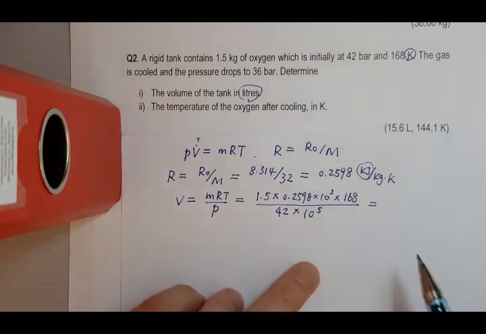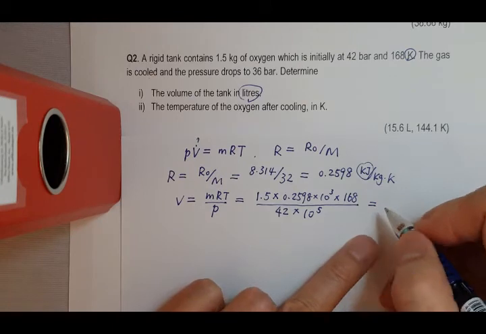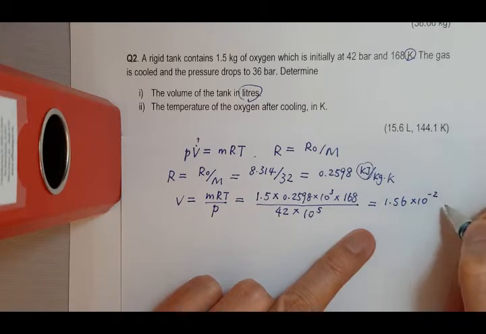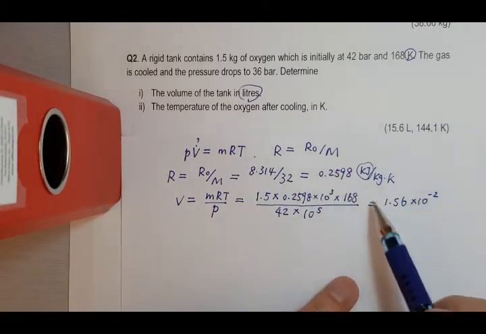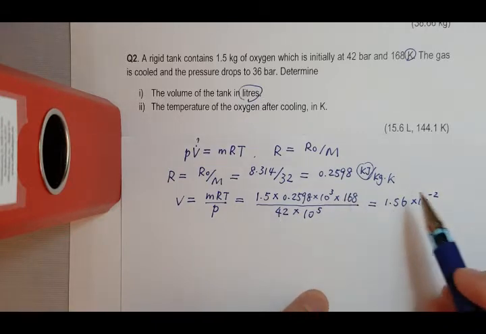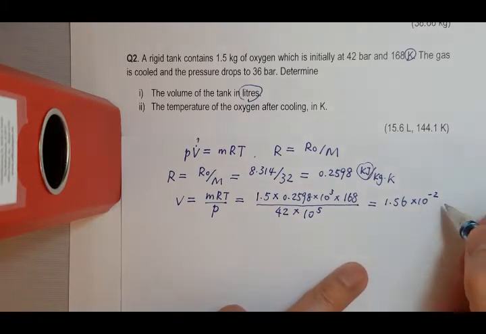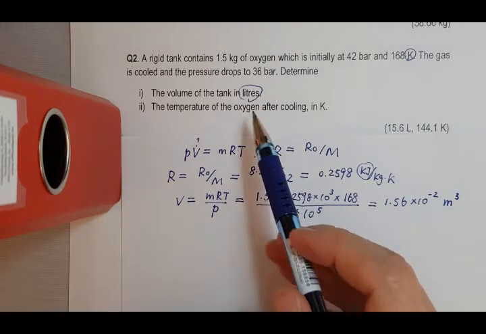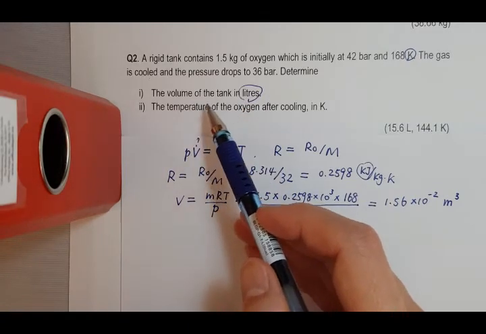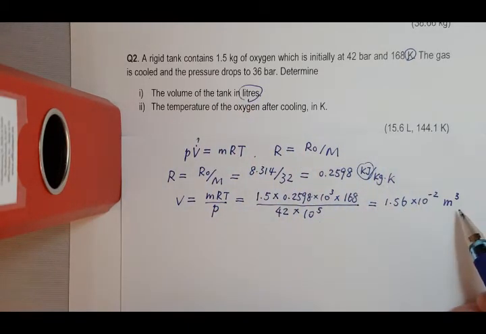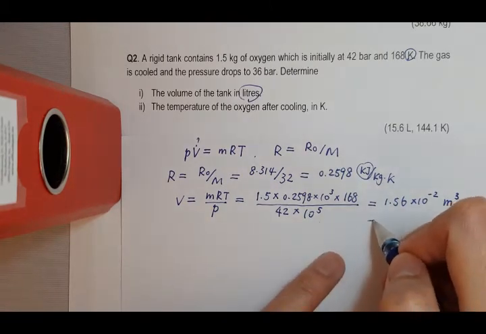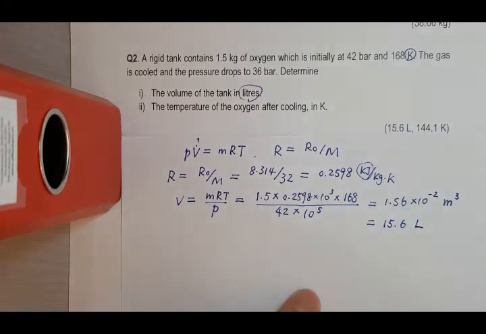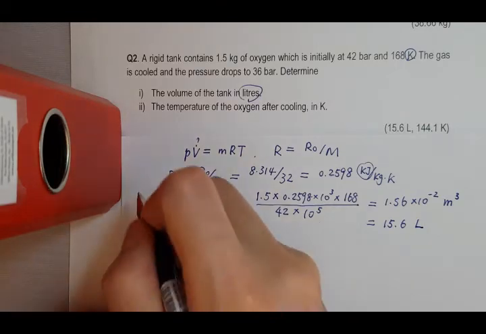Based on this, we can calculate the volume, because we already used SI-based units for each of them. So the final answer must be in SI-based unit as well, which is cubic meter. Because the question asks for the volume of the tank in liters, you have to convert that to liters by multiplying by 1000, which finally gives you 15.6 liter. Okay, so that's for the first one.